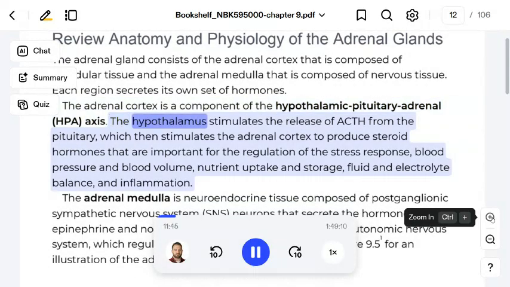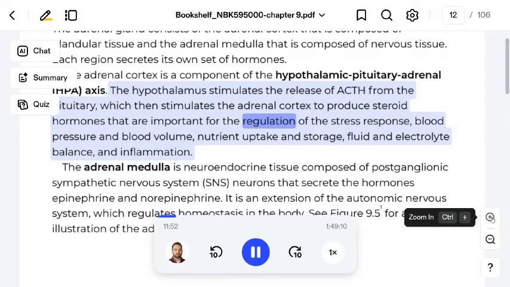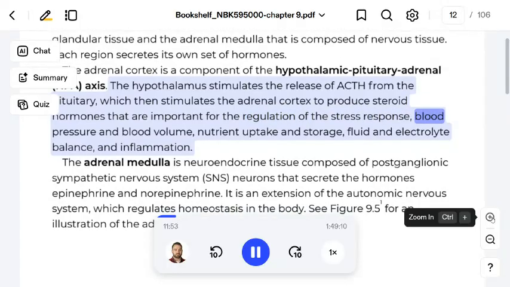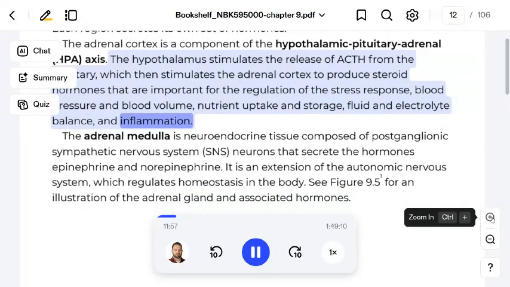The hypothalamus stimulates the release of ACTH from the pituitary, which then stimulates the adrenal cortex to produce steroid hormones that are important for the regulation of the stress response, blood pressure and blood volume, nutrient uptake and storage, fluid and electrolyte balance, and inflammation.